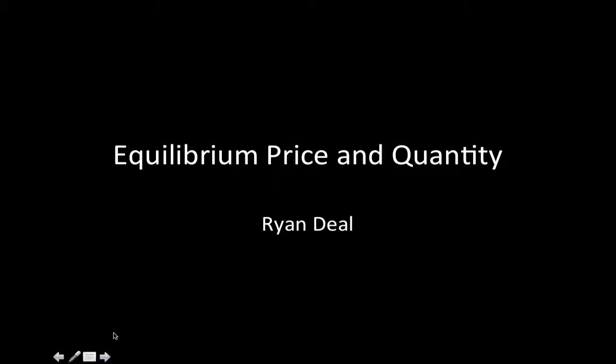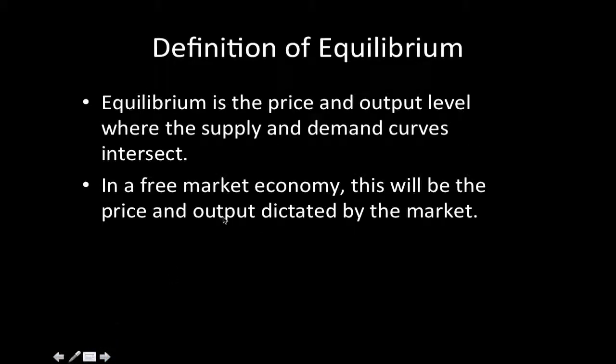Now, first thing to know about equilibrium, price, and quantity is the definition of equilibrium. Equilibrium is the price and output level where the supply and demand curves intersect. So throughout this entire course, we've been talking about supply and demand each in their own separate way, but equilibrium is the value for both price and output where these two curves intersect. In a free market economy, this will be the price and output dictated by the market. This is what the price will naturally be. This is what the output will naturally be.